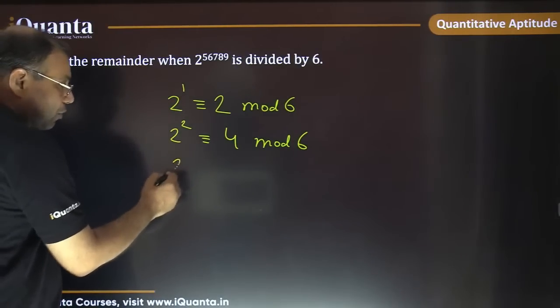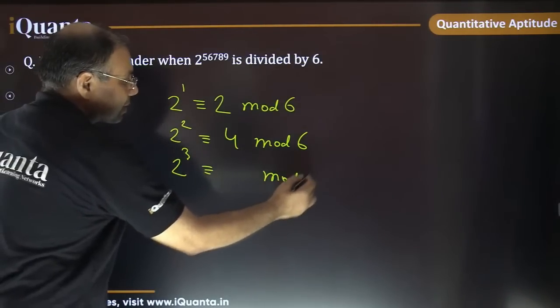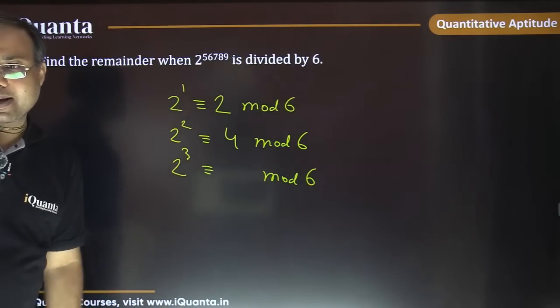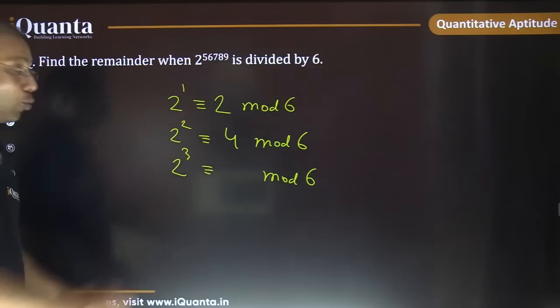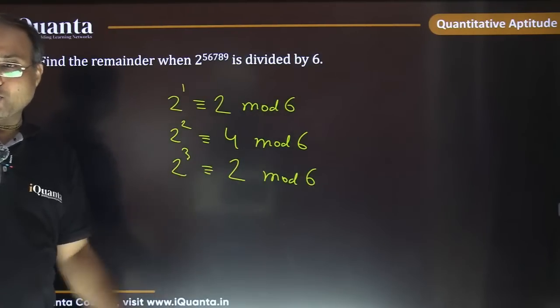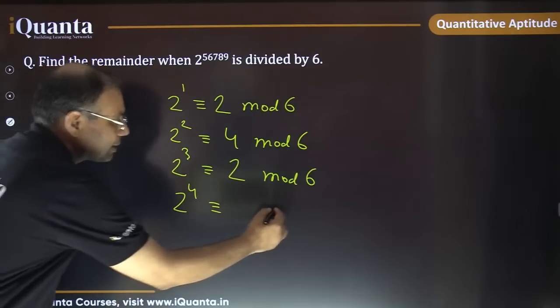Now think carefully. 2 power 3, what will be the remainder when it is divided by 6? 2 power 3 को अगर आप 6 से divide करोगे, क्या remainder आएगा? What will be the remainder? It's again 2, isn't it? It is 8. 8 को 6 से divide करने पे again 2. And 2 power 4 when you divide it by 6, what will be the remainder?